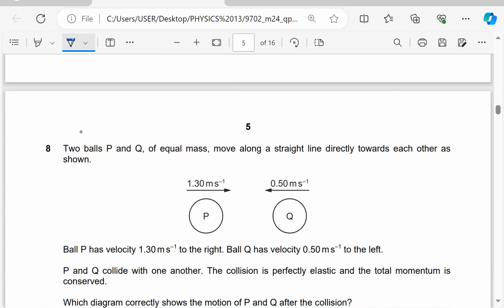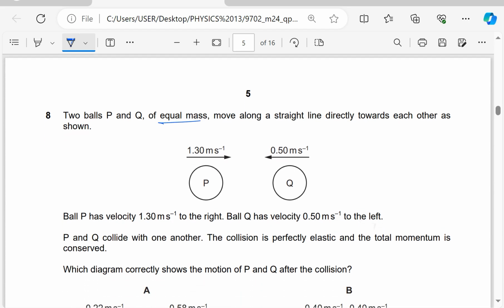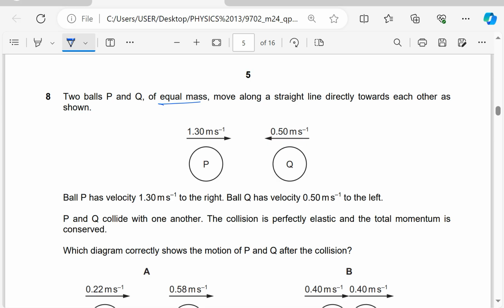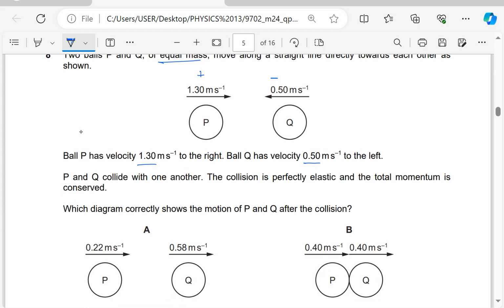Two balls P and Q of equal mass, so the mass is the same, move along a straight line directed towards each other as shown. Ball P has velocity 1.3 to the right. Ball Q has velocity 0.5 to the left. So I'll say velocity to the right positive and to the left will be negative. P and Q collide with one another. The collision is perfectly elastic.